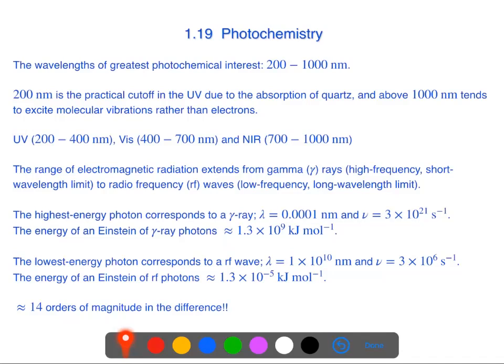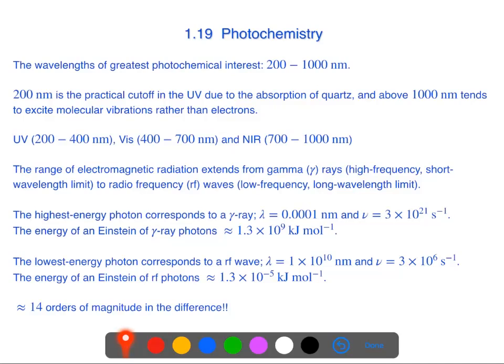Now, this photochemical range can be further subdivided into three particular regions: the UV region, which spans 200 to 400 nanometers, the visible region, of which we see 400 to 700 nanometers, and the near-infrared region from 700 to 1,000 nanometers. But this photochemical region is really only a sliver of the entire electromagnetic radiation range, which extends from gamma rays, cosmic rays, all the way up to radio frequency waves.